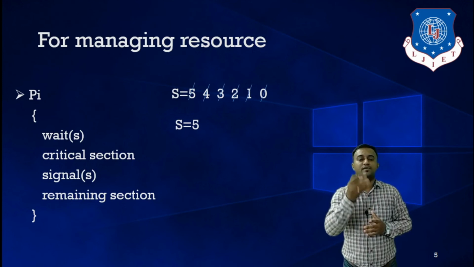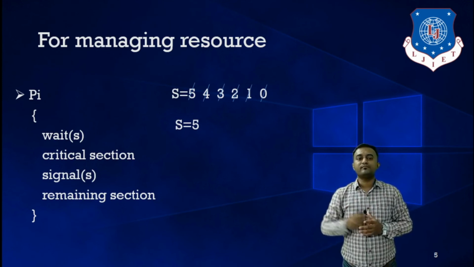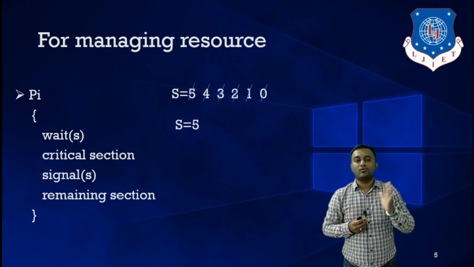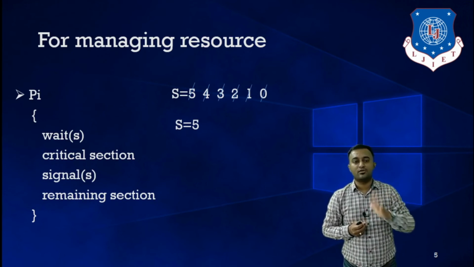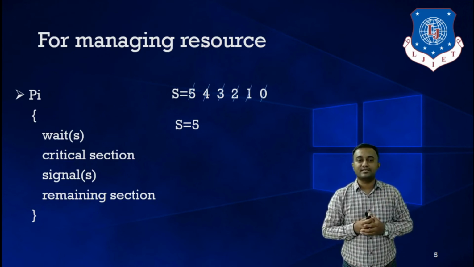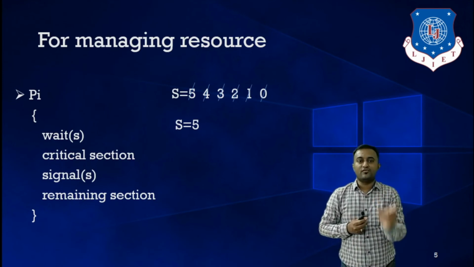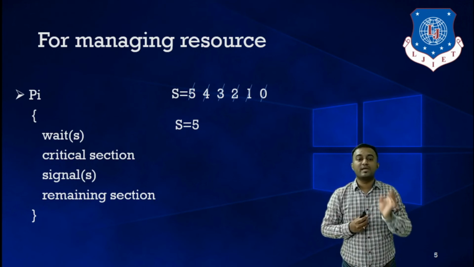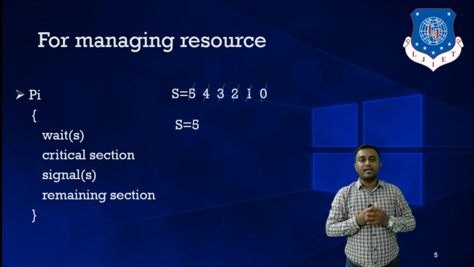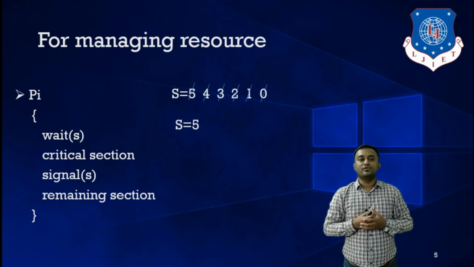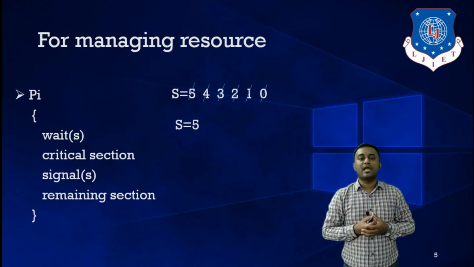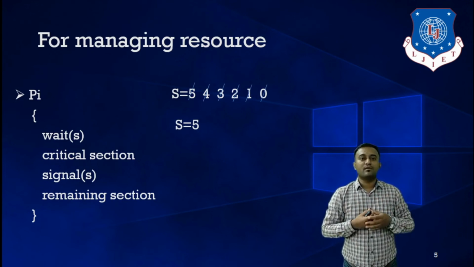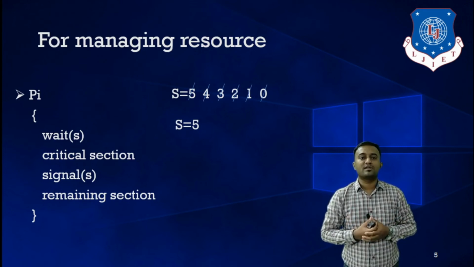In this we have one process Pi which contains this set of statements: wait on S, critical section, then signal on S, then remaining section. If this set of statements is executed properly, we can definitely achieve resource management with the help of semaphore. So let us discuss how we can use semaphore for resource management.